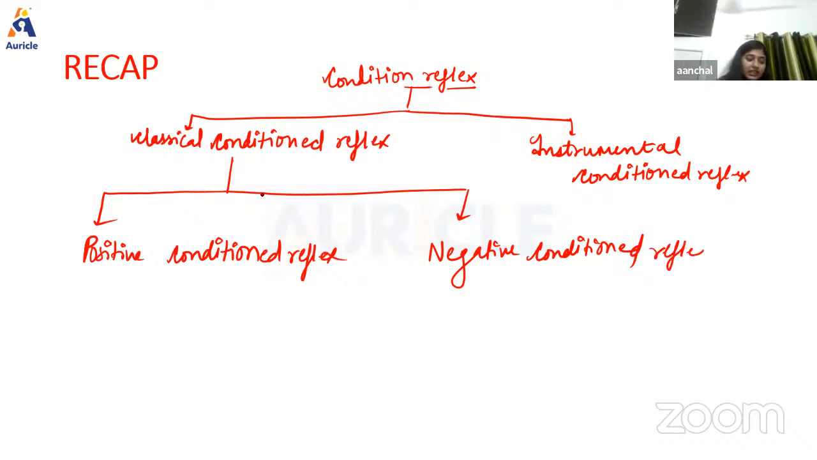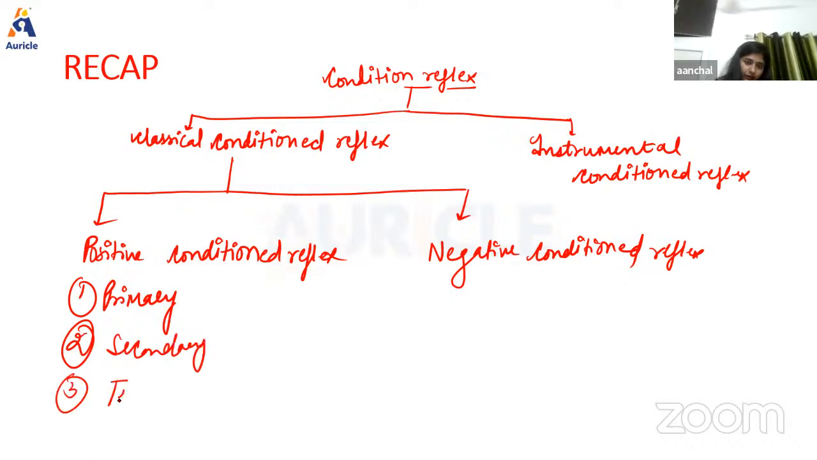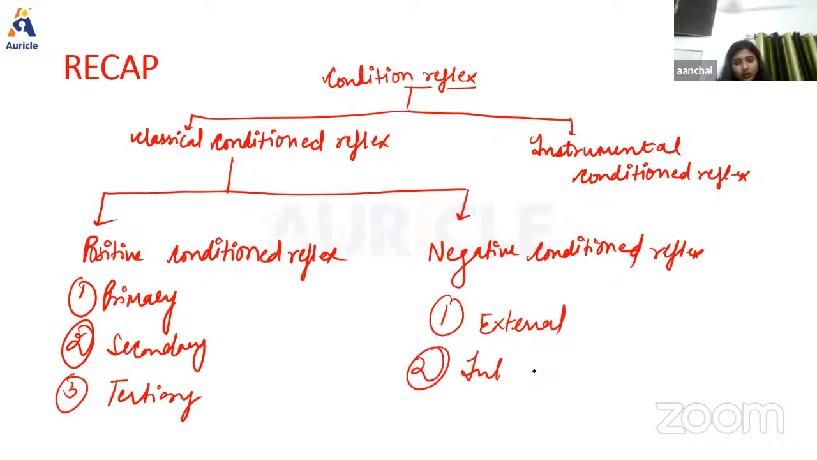Positive means excitation of the conditioned reflex. It also has primary, secondary, and tertiary. Whereas in negative, we have external or indirect inhibition, and internal or direct inhibition. So one by one, we're going to learn about the classification, starting with the classical part.